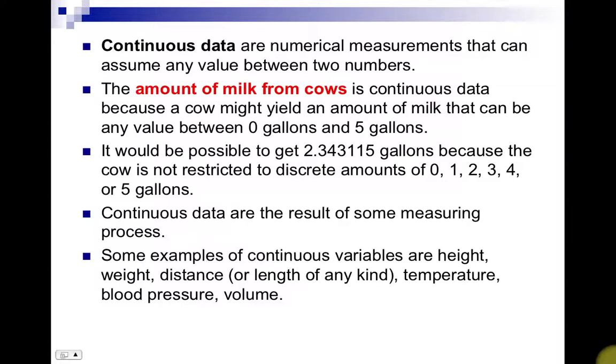Okay, continuous variables are height, weight, distance, length of any kind, temperature, blood pressure, or volume. Consider how you can measure each of these values and get an infinite number of values between any two discrete numbers, like 1 and 2. For example, if you think about height, a person can be 5 feet, they could be 6 feet, or they could be an infinite number of possibilities between 5 and 6 feet. There are an infinite number of heights between 5 feet and 6 feet, so height is considered a continuous variable.